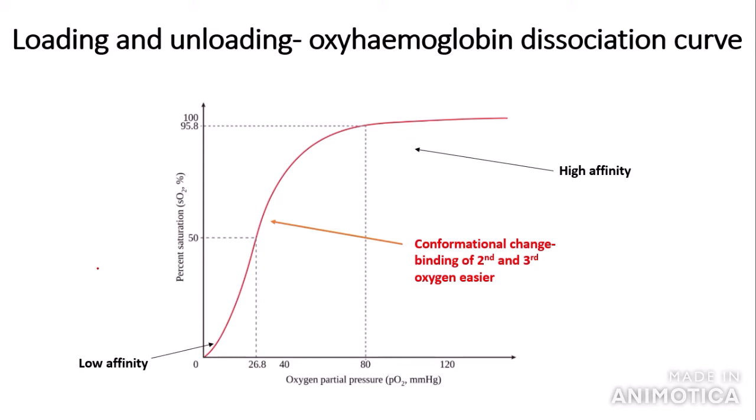Now, as you can see, the curve here starts to plateau or level off. This is because there's only one binding site left available, so there is a decrease in binding site availability, so it is harder for the oxygen to bind. And this leads to oxygen saturation when all 4 oxygen molecules have bound to the hemoglobin molecule.